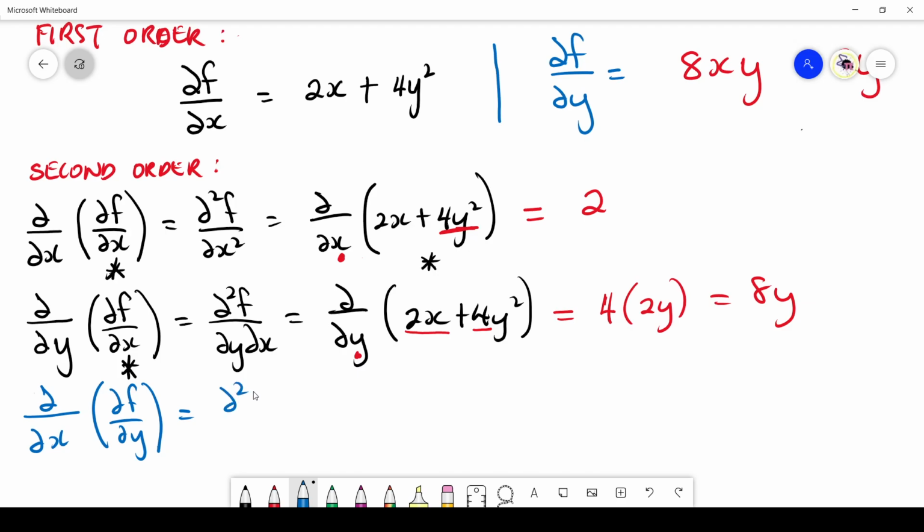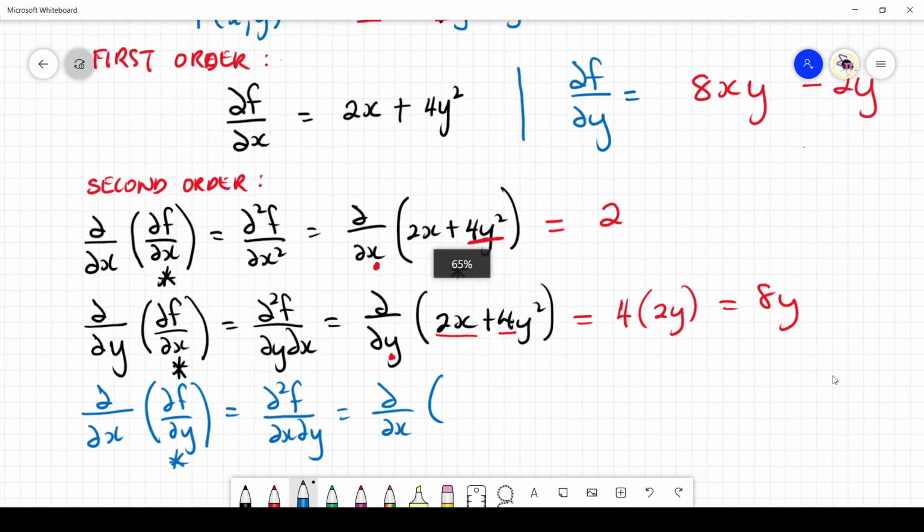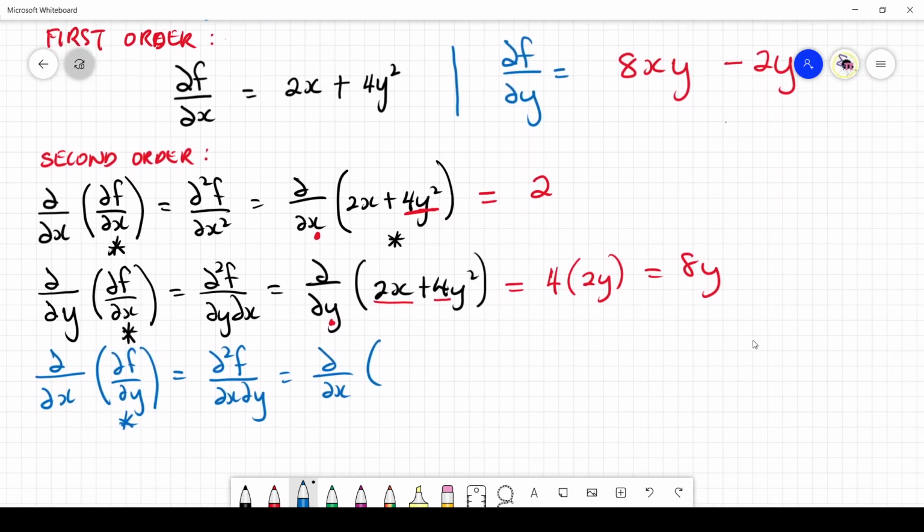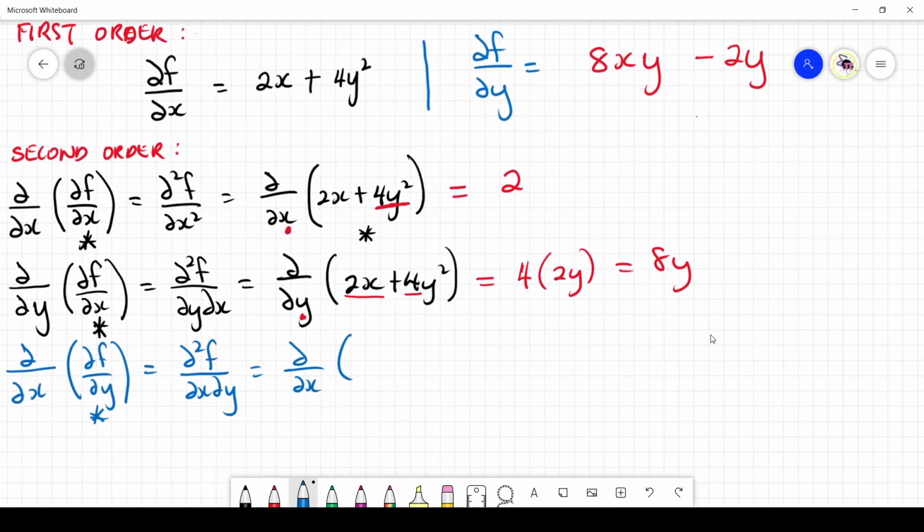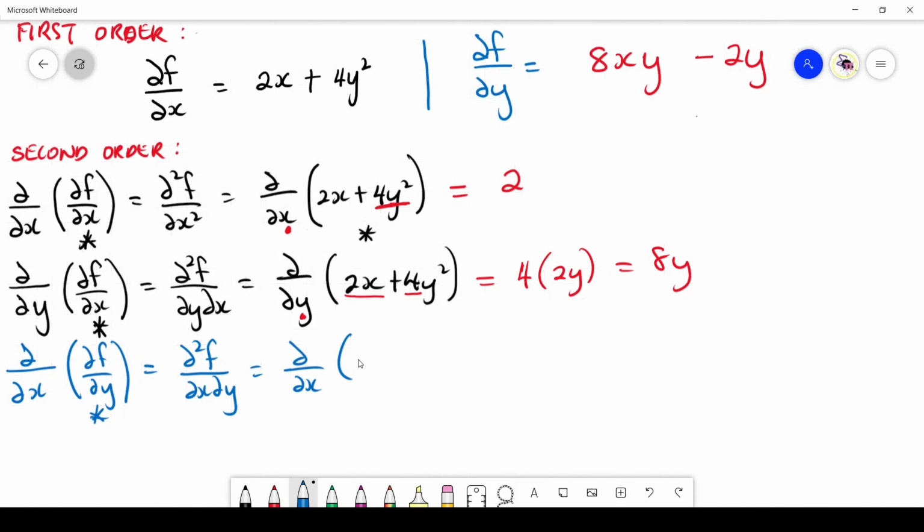This would produce delta 2f delta x delta y in that order. And how do we work that out? Simply replace what we have in brackets. So what is delta f delta y? Well, it worked out to be 8xy, let's write that, 8xy minus 2y. And what are we differentiating this with respect to? X. So x is our variable.